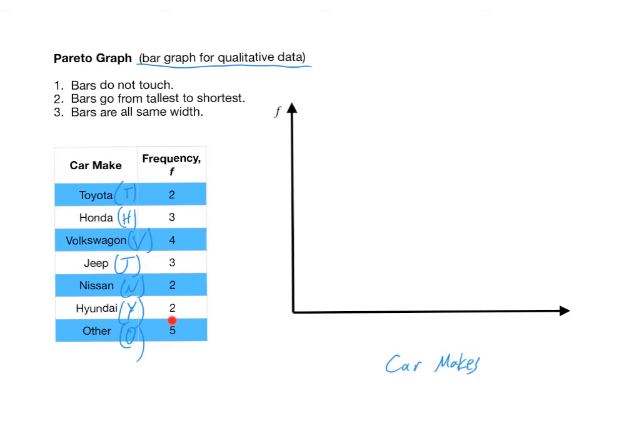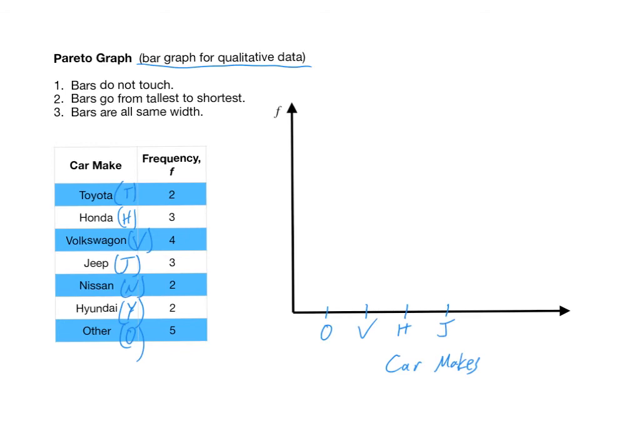So notice the other has the highest frequency. So we're going to put O first for other. And then the next highest frequency is Volkswagen. So we'll put V next. Then there are a couple of 3s, that's Honda and Jeep. Now when there's some of the same, it doesn't matter. If you did Honda first or Jeep then Honda, doesn't matter to me.